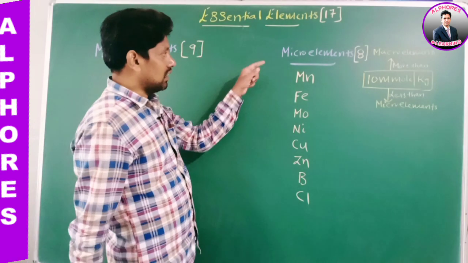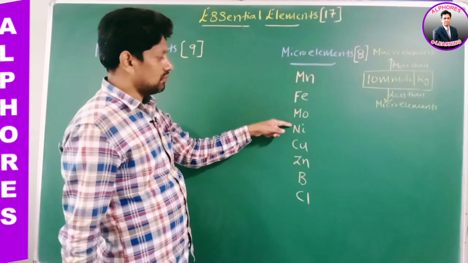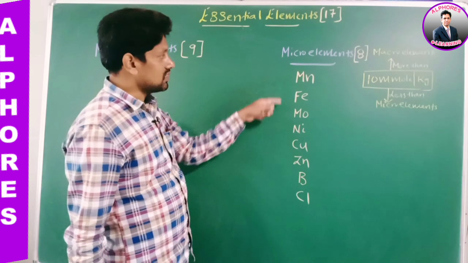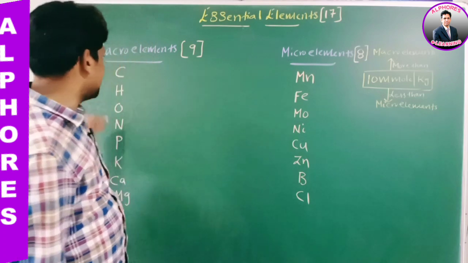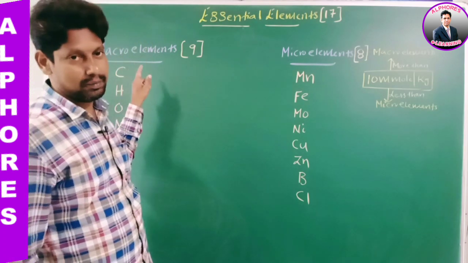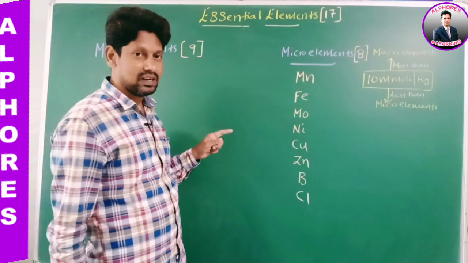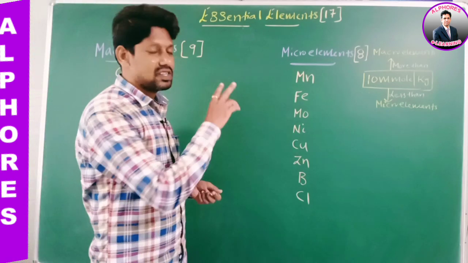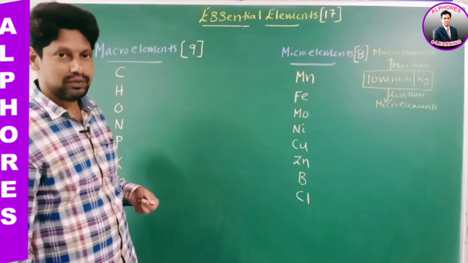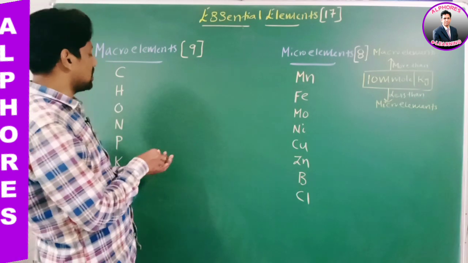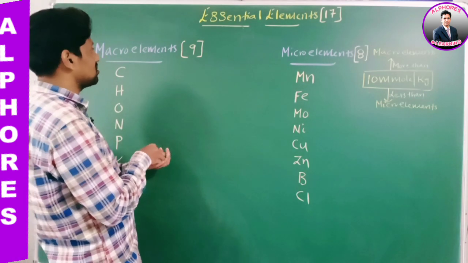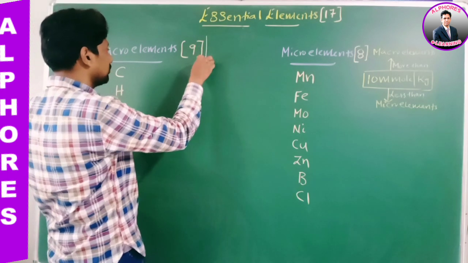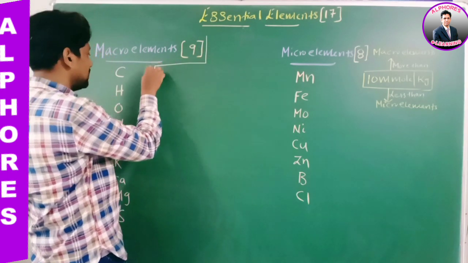These 8, 1, 2, 3, 4, 5, 6, 7, 8, are micro elements, whereas these 9 are macro elements. Is this statement clear? Now, listen to the statements carefully. In these 17 essential elements, how many essential elements are there, sir?